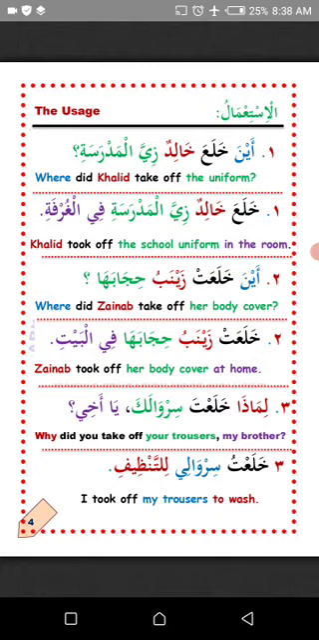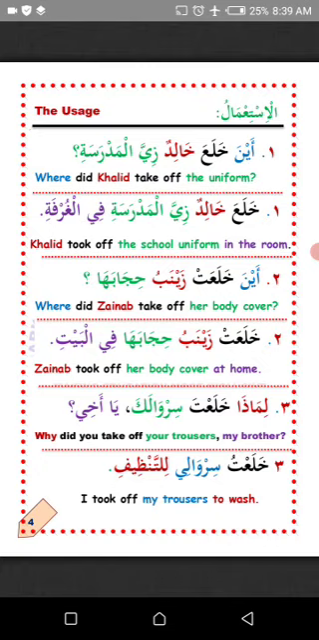اثنان, number 2. أين خلعت زينب حجابها. Where did Zainab take off her hijab, her veil, her body cover? Now the answer. خلعت زينب حجابها في البيت. Zainab took off her veil في البيت, at home.